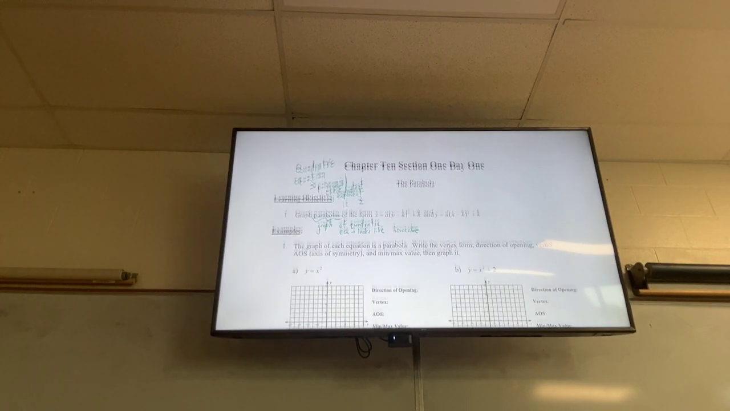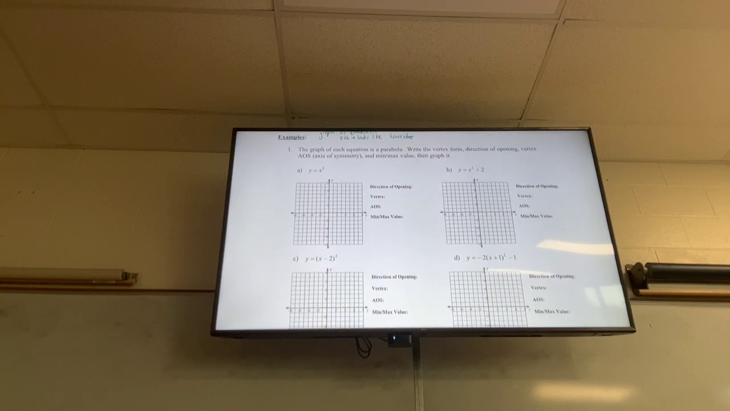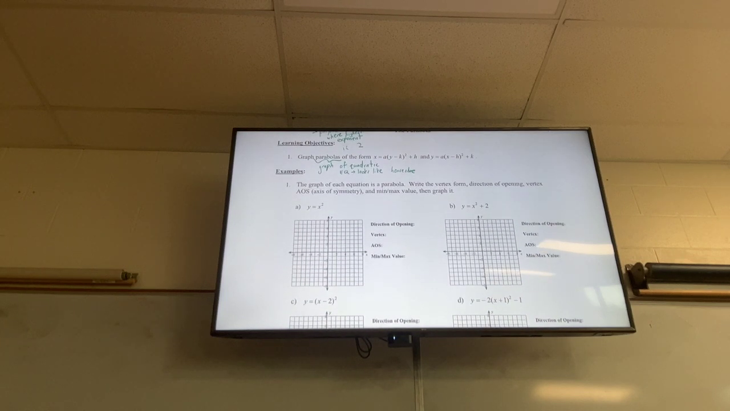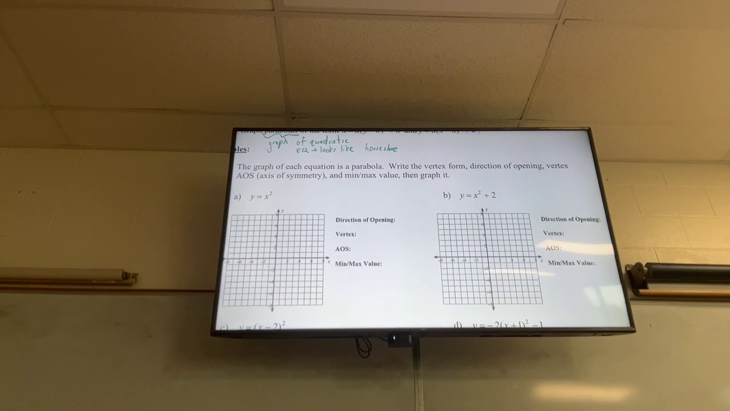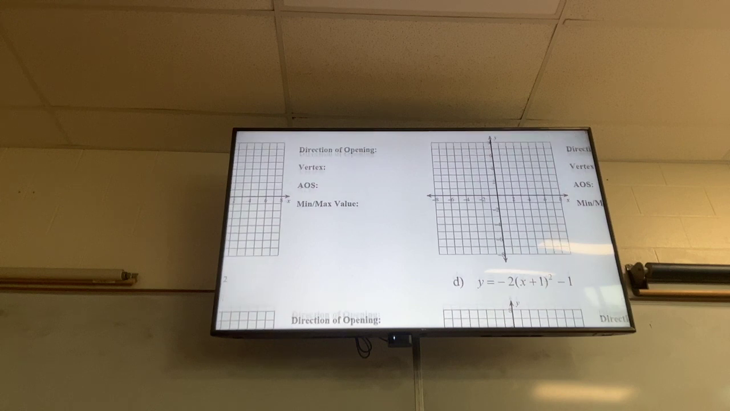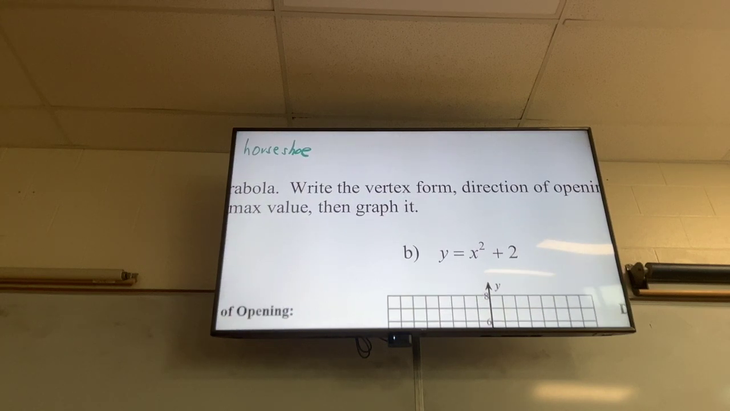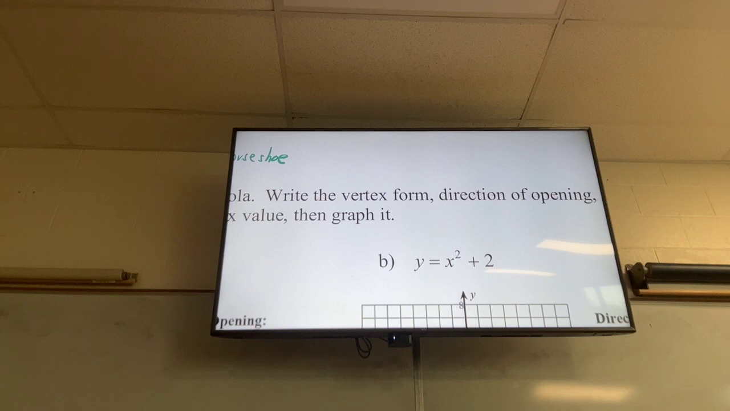Alright, cool. So we've got a bunch of quadratic equations here. Can you guys see how these are quadratic equations? The highest exponent is 2. We're going to practice making sure they're written in vertex form. Vertex form is y equals a times (x minus h) quantity squared plus k.